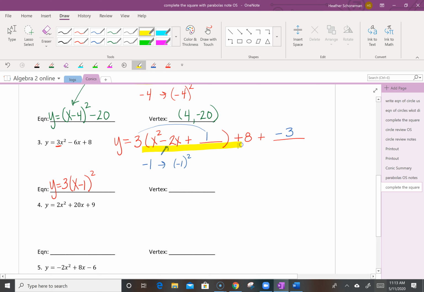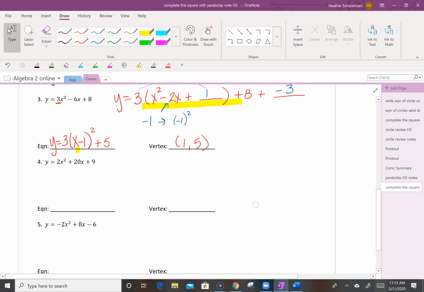I knew that because I'm factoring this. The two numbers that multiply to 1 and add to negative 2 are negative 1 and negative 1, or I could just take half of negative 2. Then add my numbers again. 8 minus 3 is 5. That makes my vertex (1, 5).